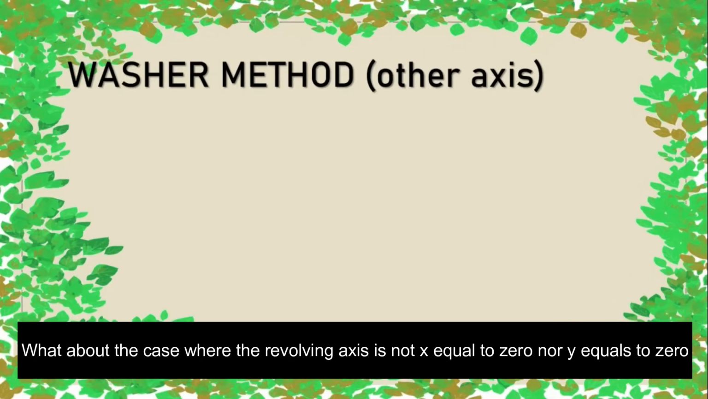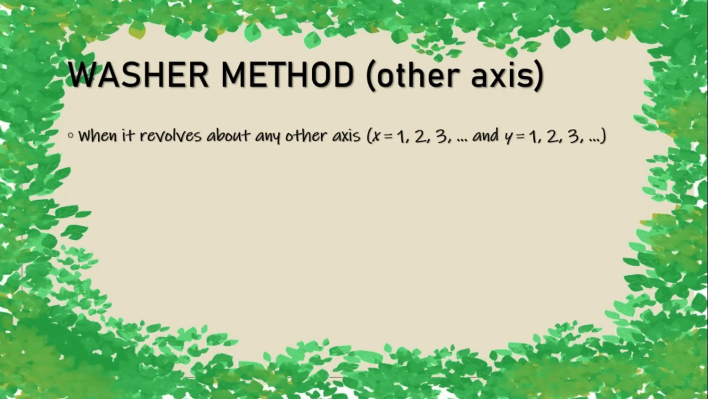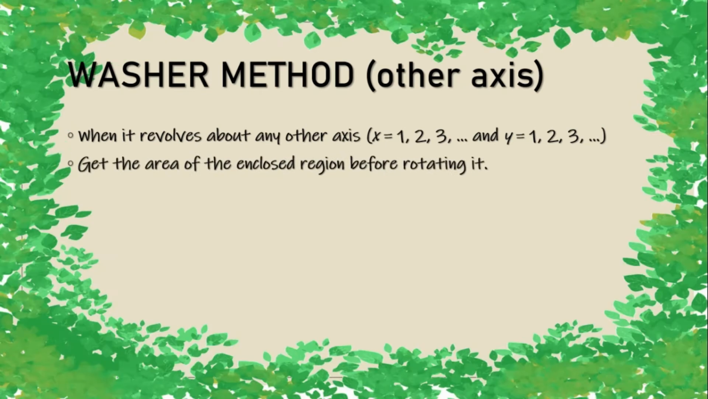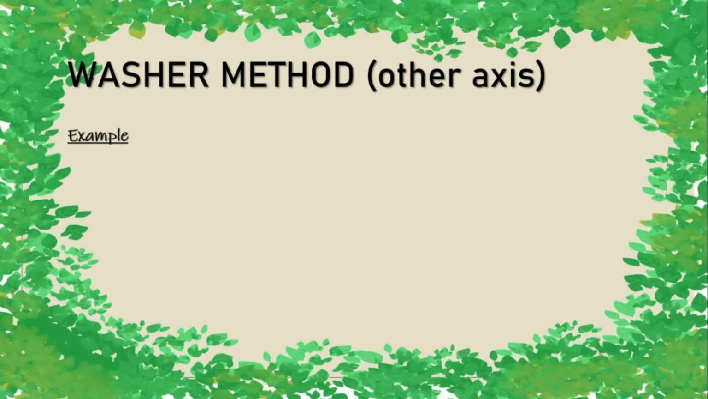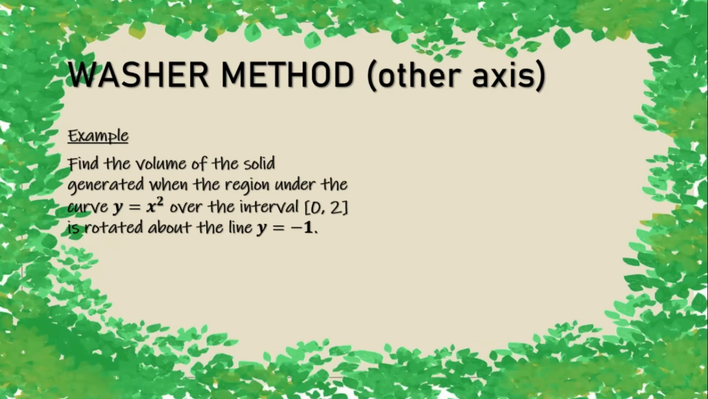What about the case where the revolving axis is not x equals 0 nor y equals 0? In this case, we have to get the area of the enclosed region first before we rotate that area to get the volume. Let's look at this example. Find the volume of the solid generated when the region under the curve y equals x squared over the interval 0, 2 is rotated about the line y equals -1.